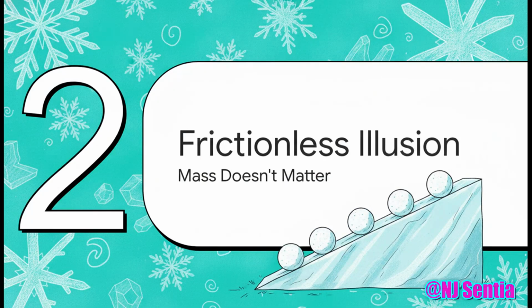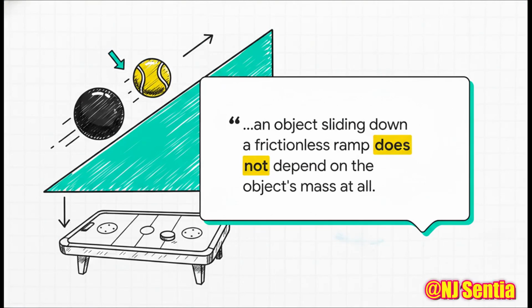Section 2, the frictionless illusion. Let's see how these forces behave when we imagine a perfectly icy, frictionless world. Okay, so it all boils down to this highly counterintuitive rule. If we completely remove friction from the equation, think of a puck floating on a tilted air hockey table, the acceleration of an object sliding down that ramp has absolutely nothing to do with its mass. So if you take a massive iron cannonball and a lightweight tennis ball and put them on the exact same frictionless ramp, they will slide down and arrive at the bottom at the exact same moment.